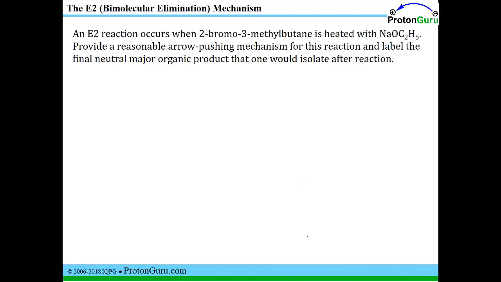Now we're moving on to some questions about the E2 reaction. And we're asked to provide the arrow-pushing mechanism and product for the E2 reaction involving 2-bromo-3-methylbutane when it's heated with sodium ethoxide. We first need to recognize that sodium ethoxide is ionic and will break up into different ions because you have a metal-nonmetal bond. The metal sodium will break off as the cation. The ethoxide part, as it's called, will break off as the anion.